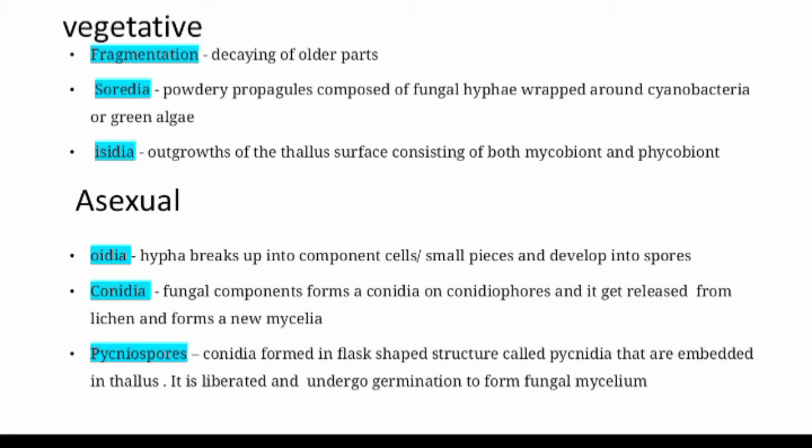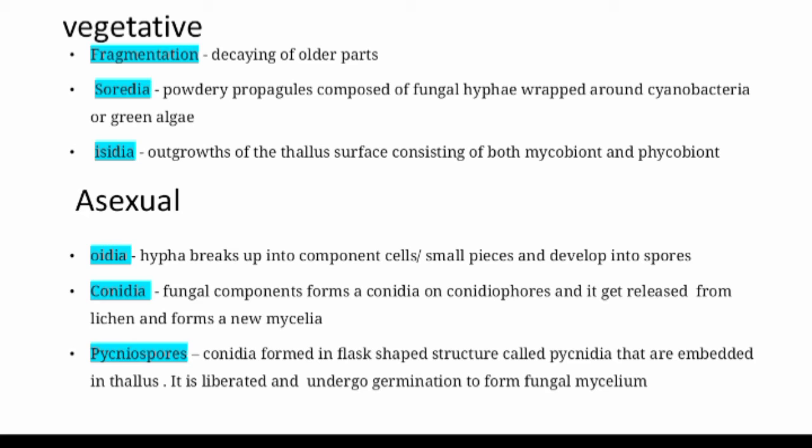Asexual reproduction by oidia formation. Hyphae break up into the component cells or small pieces and develop into the spores. Conidia: fungal components form conidia on conidiophores and it gets released from the lichen and forms a new mycelium.